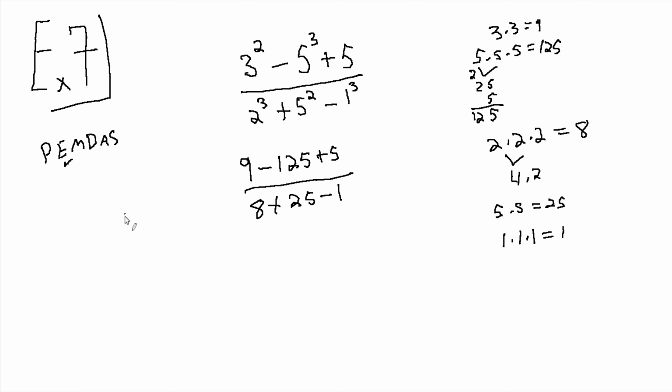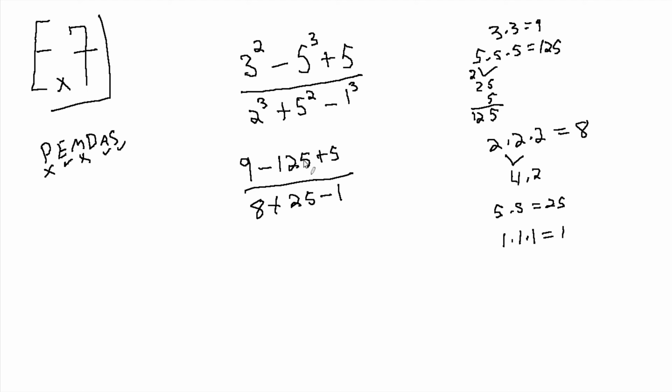Now you do the bottom. You know the equivalent of 2 to the power of 3 is 8. And you know the equivalent of 5 to the power of 2 is 25. And you know 1 to the power of 3 is just 1. Now there's no division in parentheses. Now you just do the adding and subtraction.